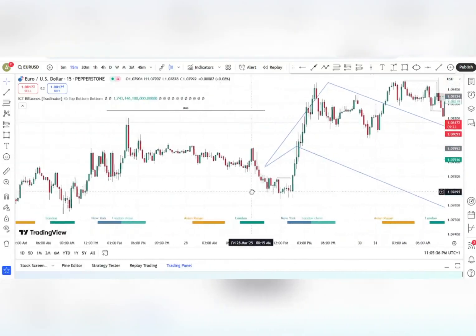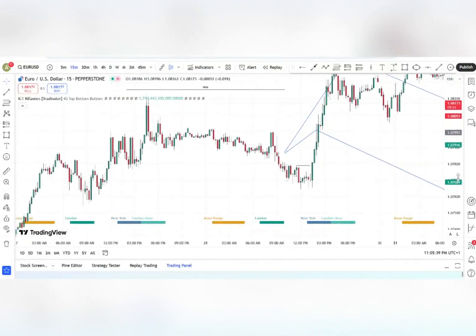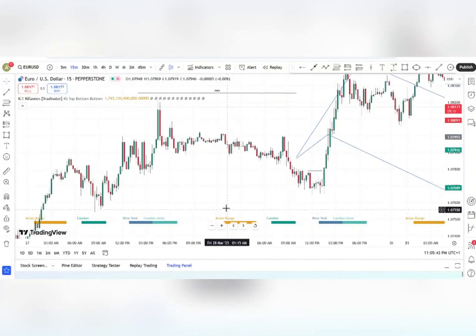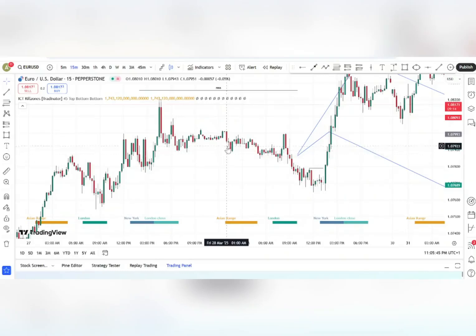So we do the same for this other day. So what are we looking at this day? It's just the same thing basically. So Asian range, what is Asian range? This is the Asian range. So what did I notice? I noticed a raid of liquidity.